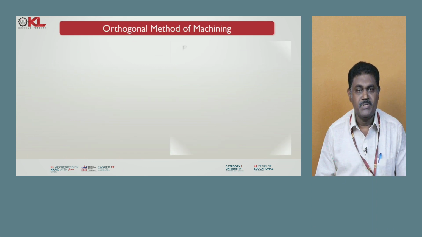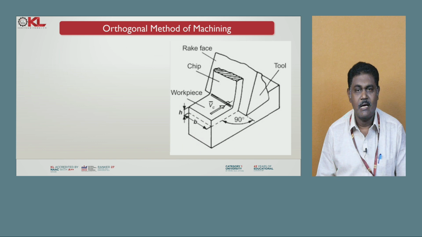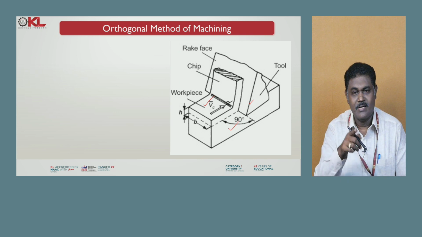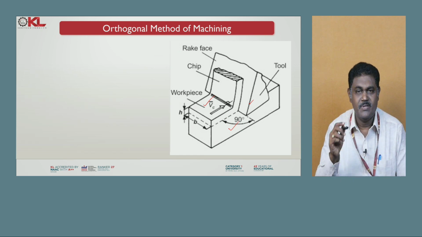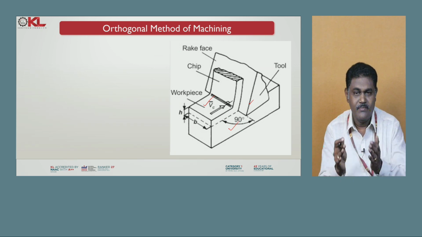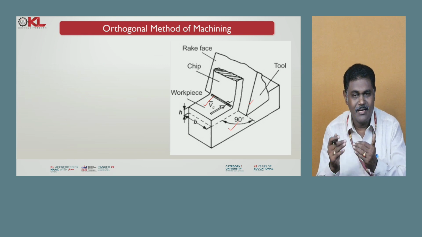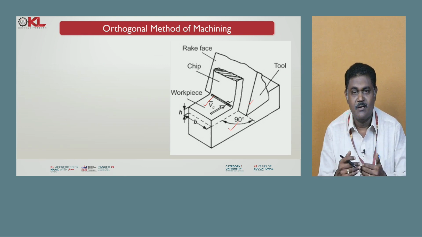Orthogonal method of machining. Now let us see this diagram. It shows how the workpiece and the tool are aligned. Now you can see that the tool is moving. This is the tool movement and the angle. This angle is perpendicular to the direction of the chip. That is the velocity vector. If you see the velocity vector, that vector is perpendicular to the edge of the cutting tool. So in that configuration, this type of machining we can call the orthogonal method of machining.